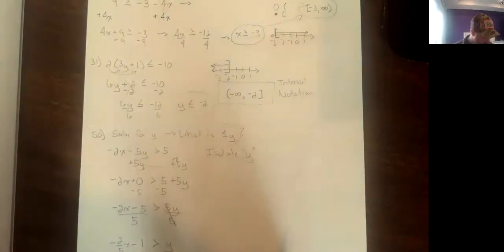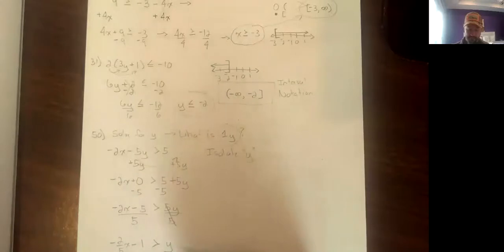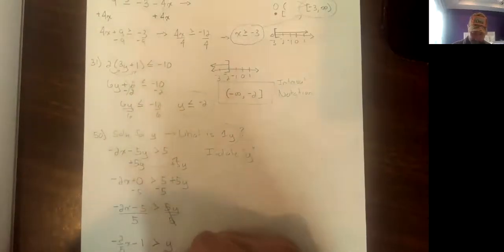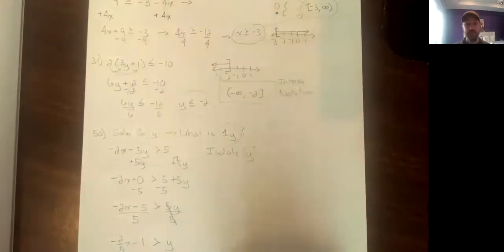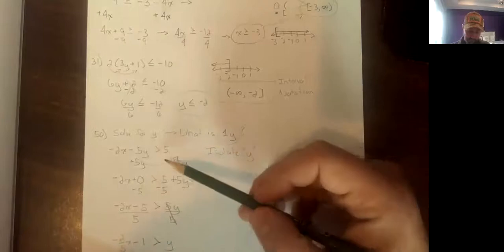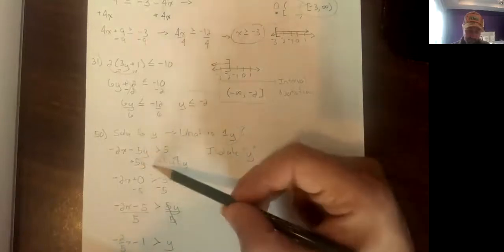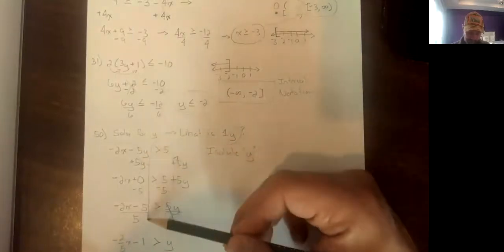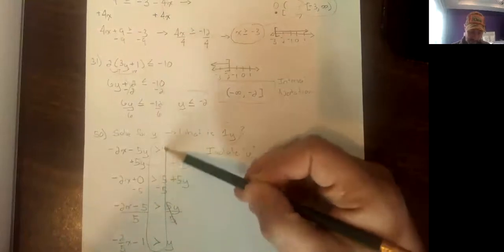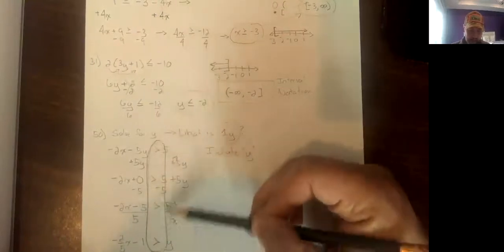The book might flip it. Yeah, the book flips it. Doesn't matter how you write it. The book writes y less than negative 2/5 x minus 1. It's the same answer. What I did is right here, when I moved my 5y over, I allowed myself to keep that inequality the same all the way down.